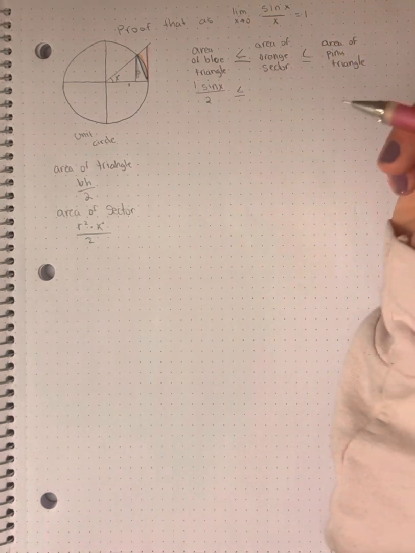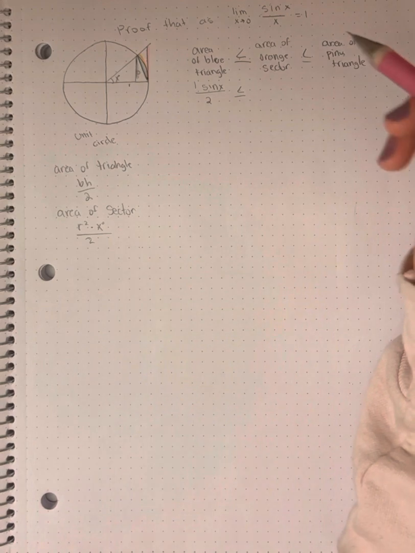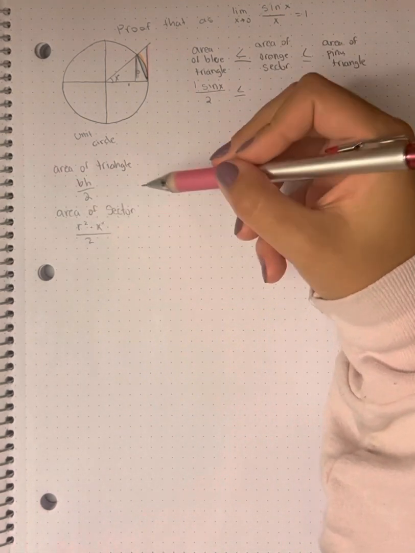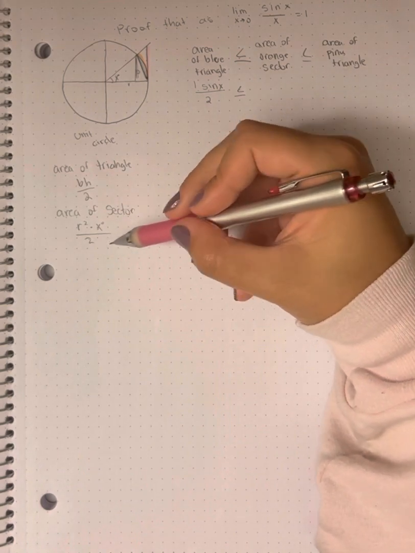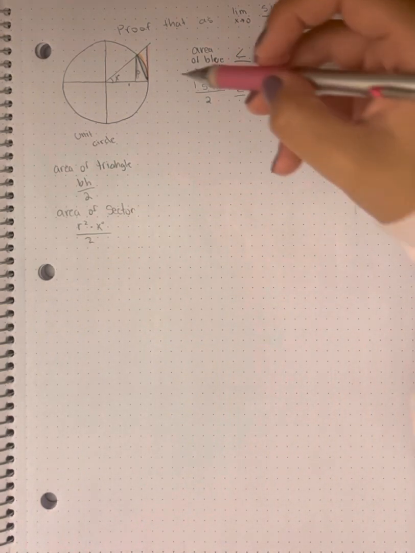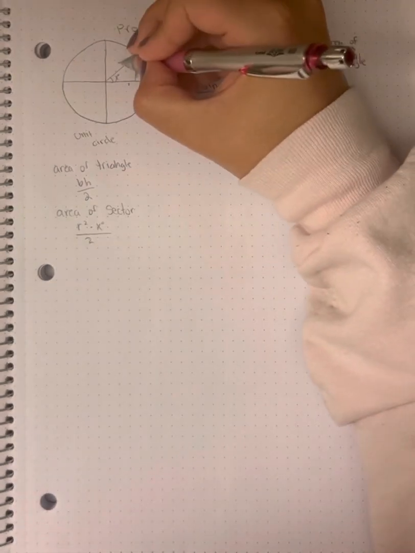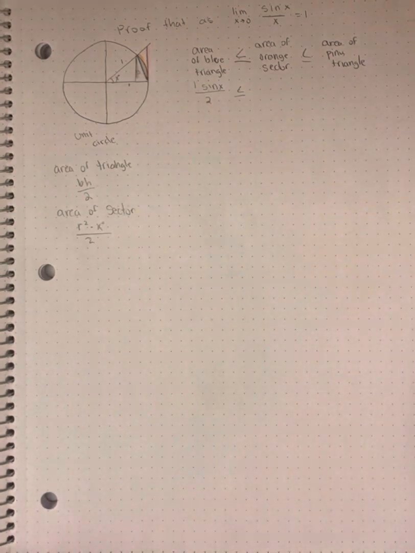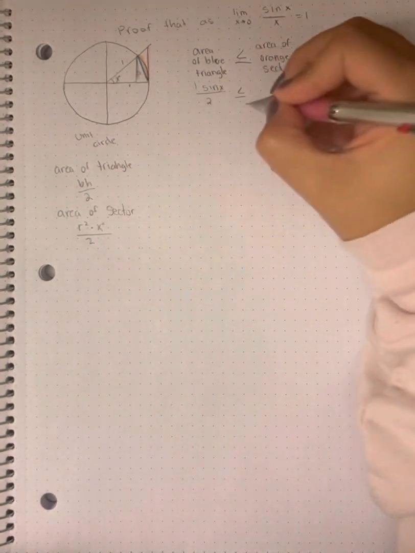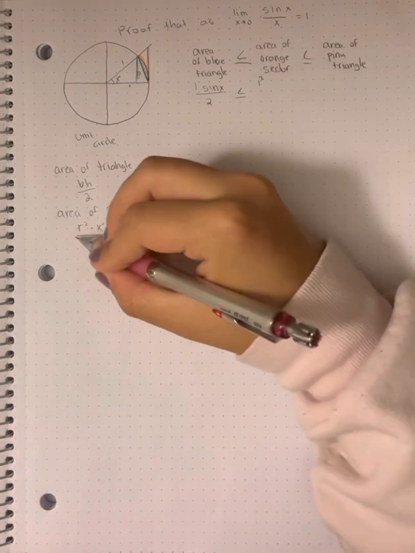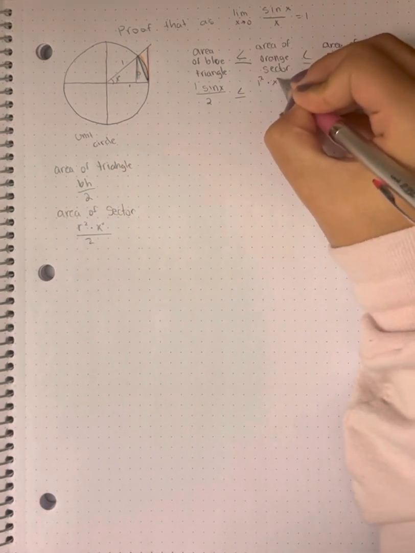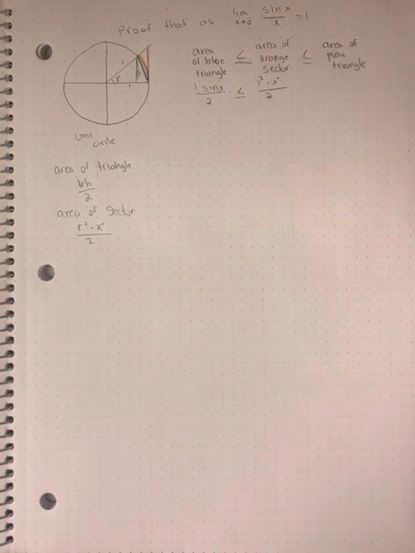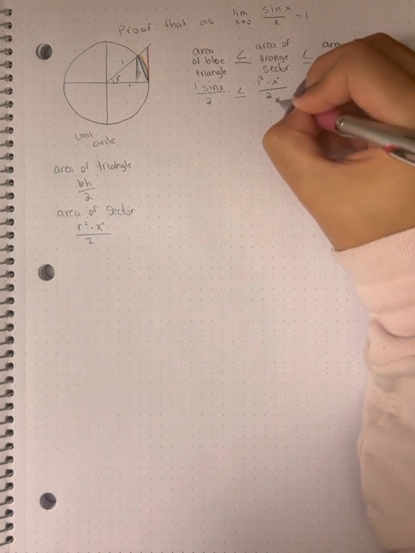That is less than or equal to the area of our orange sector, and we know that the area of a sector is radius squared multiplied by x degrees divided by 2. We know that our radius is also equal to 1, because this is again a unit circle. So it's 1 squared, multiplied by x, divided by 2, which can also be written as x over 2.